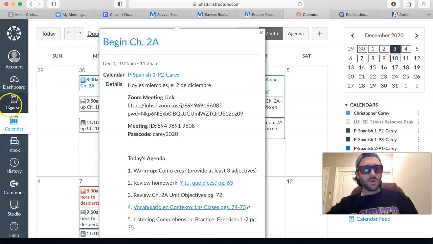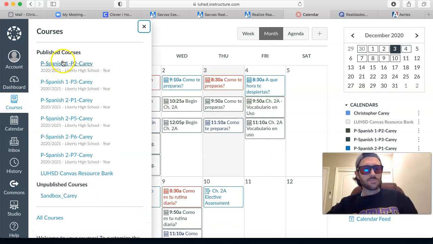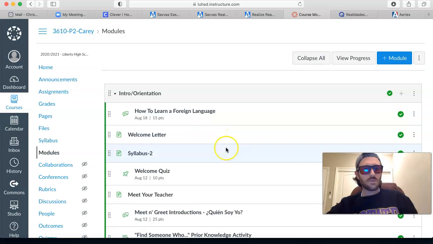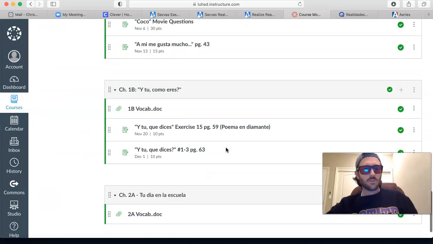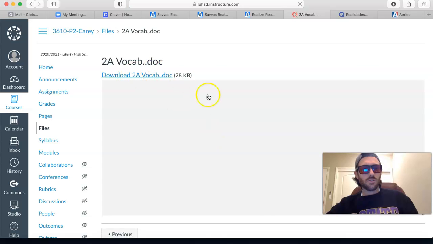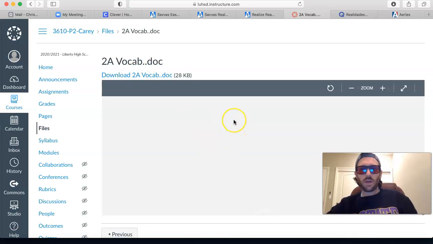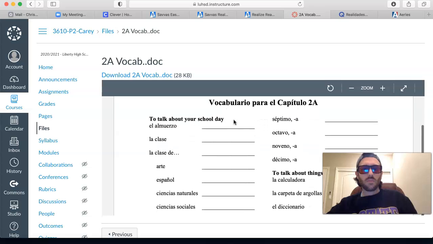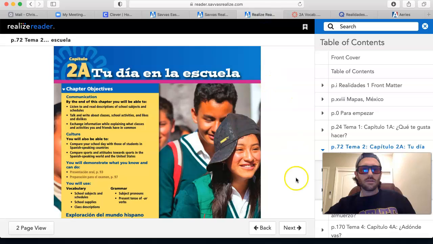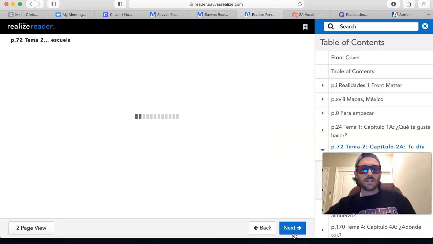And then also if you go into courses and you go to modules, and go all the way down to chapter 2a, you guys have the handout that we do for every chapter where you can fill in all the key vocabulary that will be covered for that particular chapter. All right, so two places where you can study vocab, and the key vocabulary that we'll go over today está en la página 74.